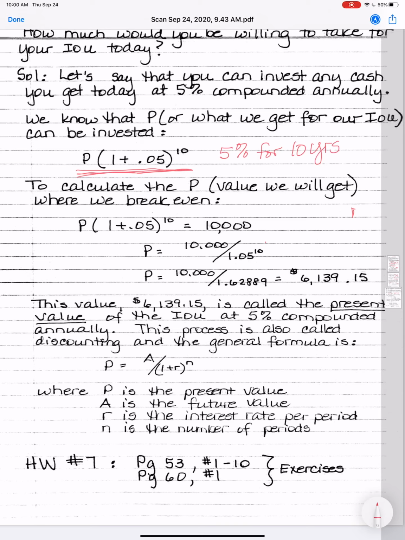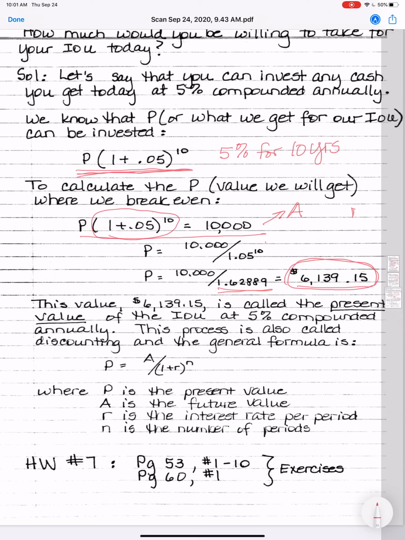Which is our present value, and we know that in the future it's going to be 10,000. That was our A from our compound interest formula. So we know that P is going to be 10,000 divided by 1.05 to the 10th, or P is going to be 10,000 divided by 1.62889, or the value of holding that investment today is $6,139.15.